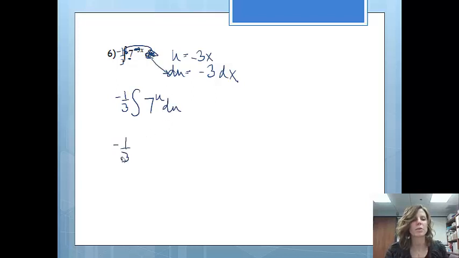Okay, so bring my negative 1/3 down. The integral of 7 to the u is just 7 to the u, but we have to divide by the natural log of 7. And then cleaning that up, on the top I have negative 7 to the u, so 7 to the negative 3x, over 3 ln 7, and then plus c.